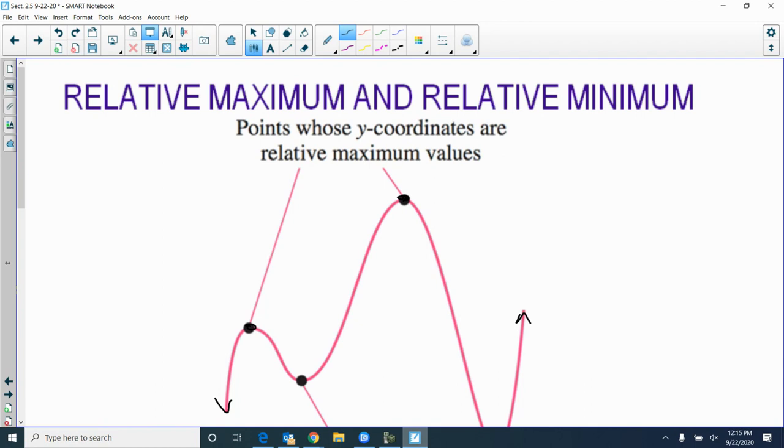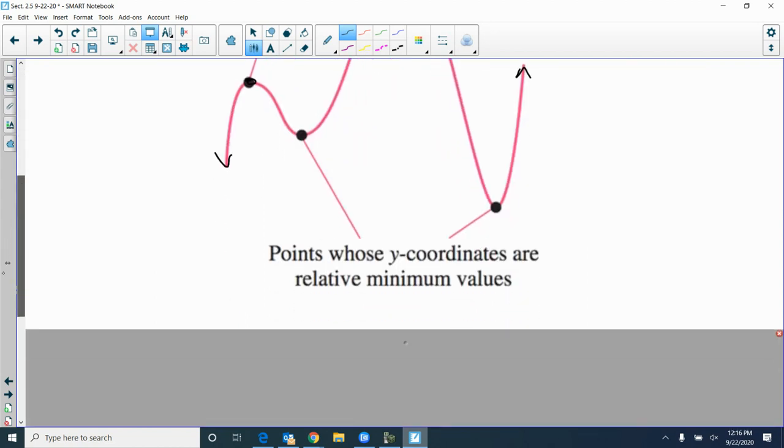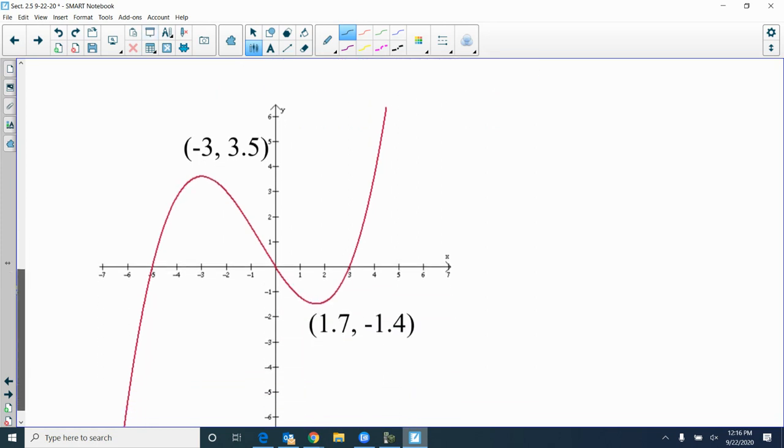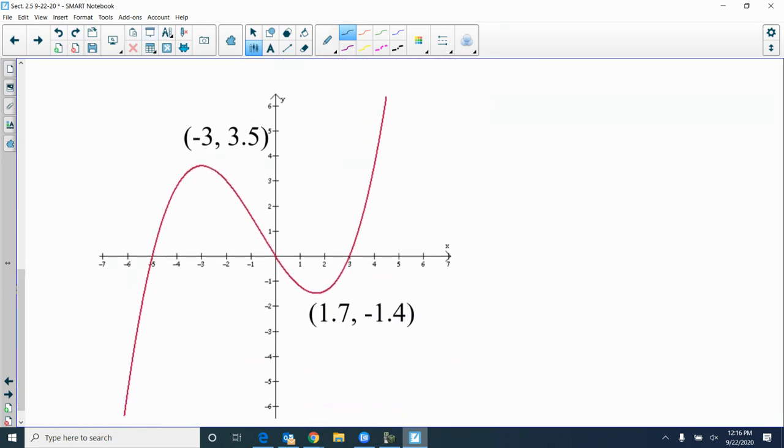So you can have more than one relative min for a function. You can have more than one relative max for a function. On that grid to the right, if you would, just sketch this right here.